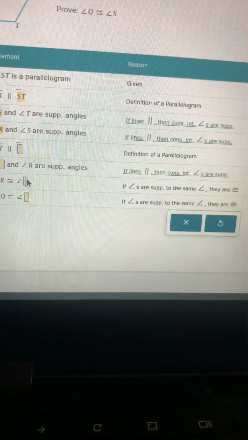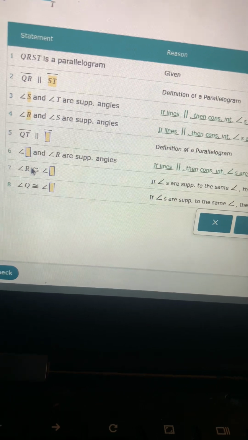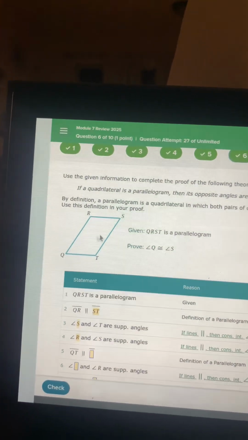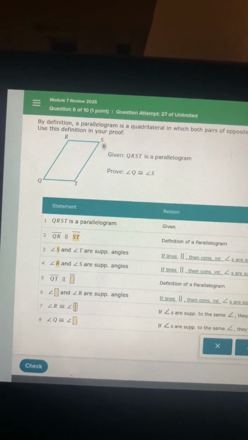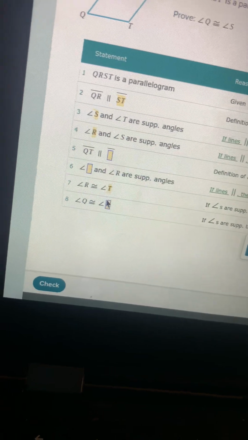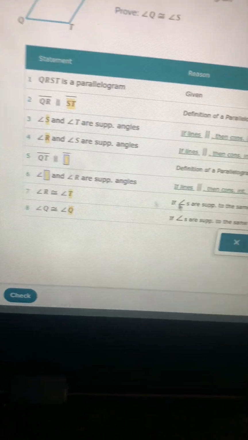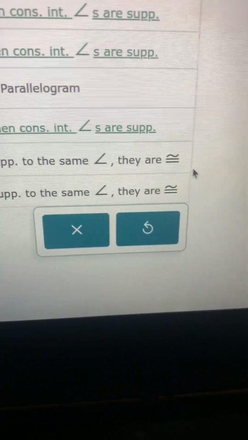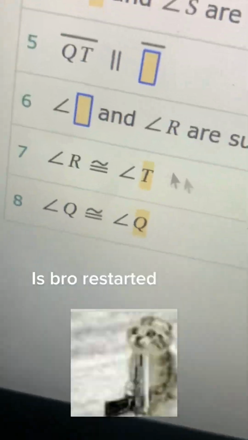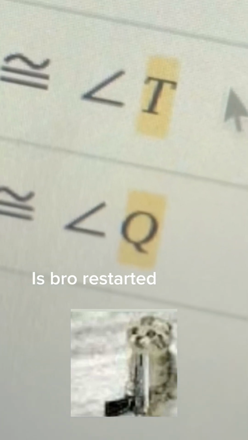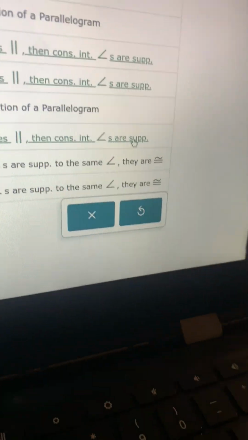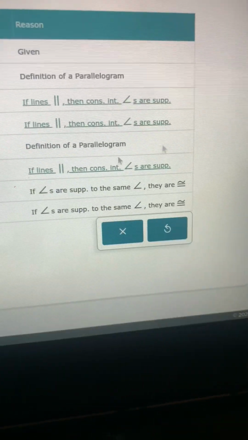But for these ones, R congruent with the angle will be this side down. These last two will be these two, down, just on the other side of the letter. So R would be T and this would be Q. And to remember these, just look at the last symbol. For these ones, it will be the congruent symbol, and for the supplement angles, it would just be SUPP. That's how you find it.